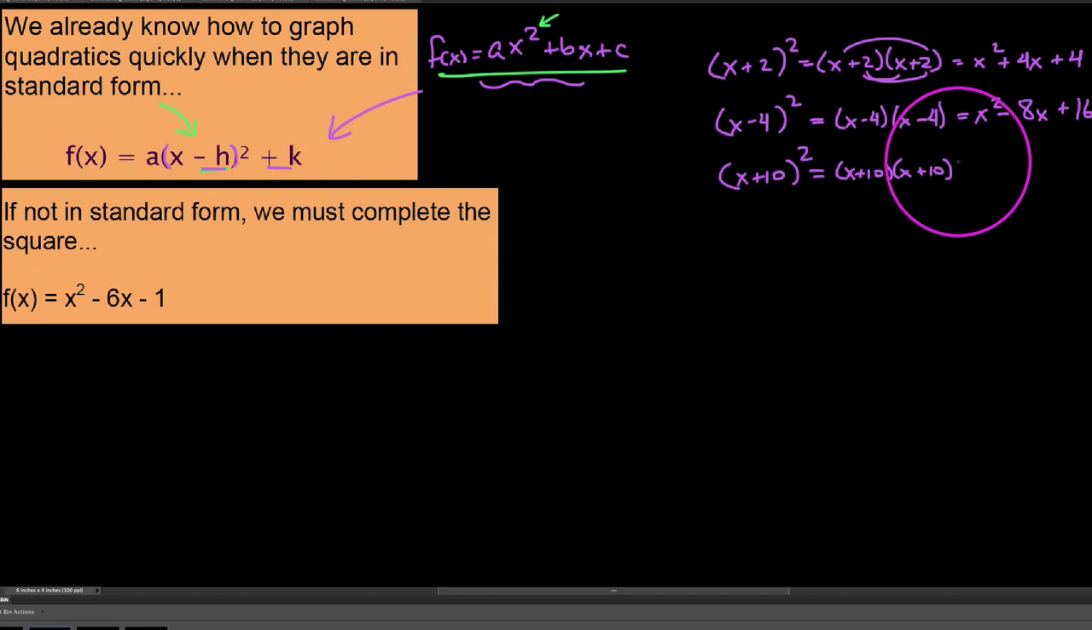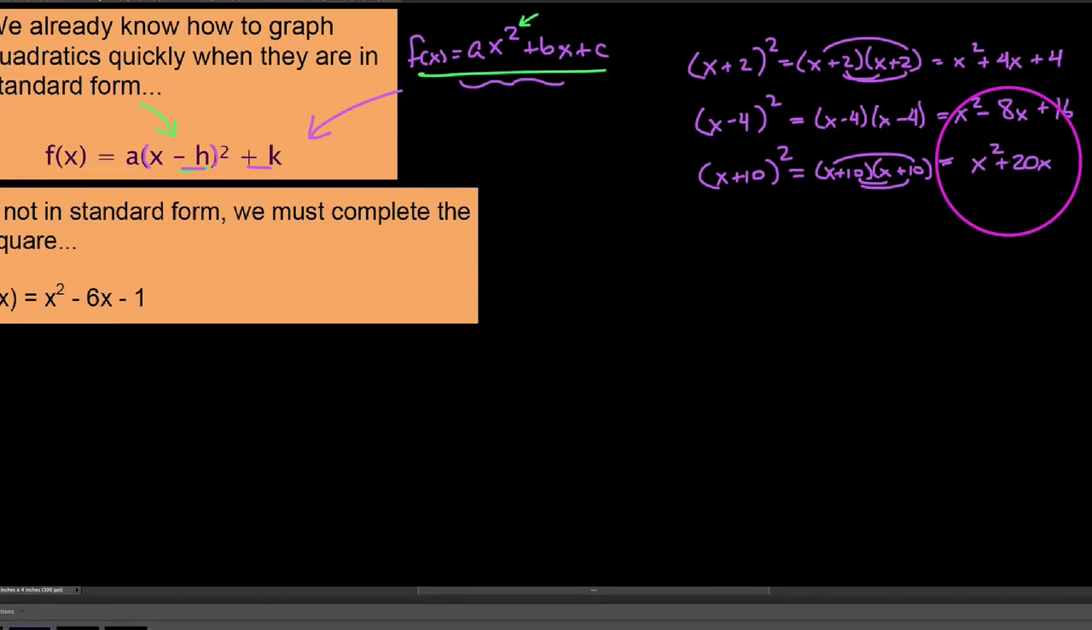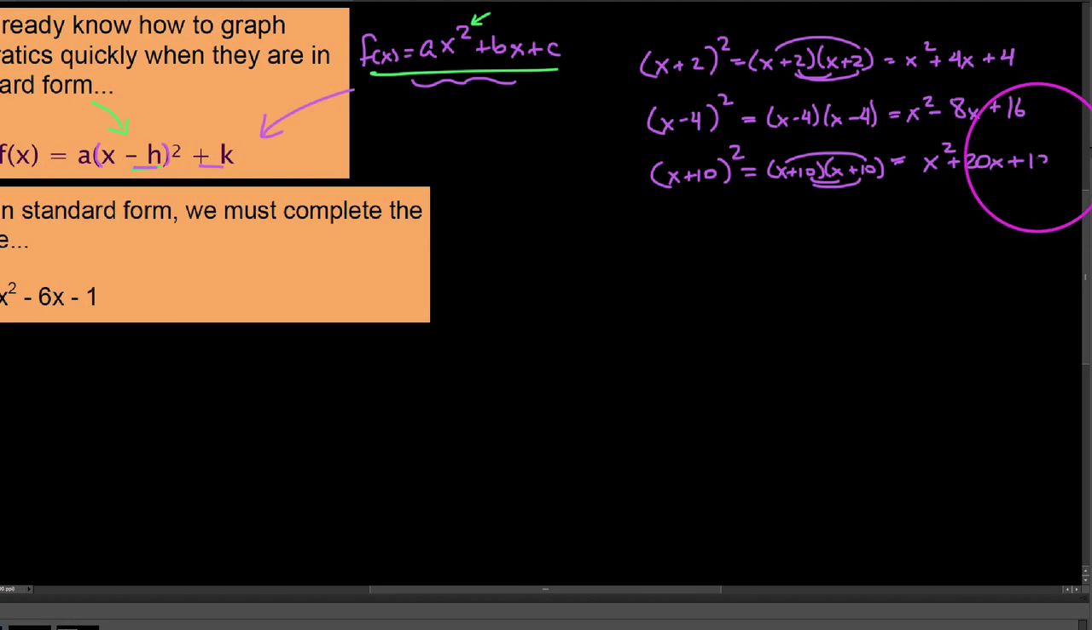And then last but not least, if I were to square this (x plus 10) squared, what are the patterns that I'm seeing here? Well, I'm going to get x times x, which is x squared. And then I'm going to get two of these 10x things, so I'm going to get 20x. And then the last term is always going to be this last term times itself. So it's always going to be a perfect square of a number.